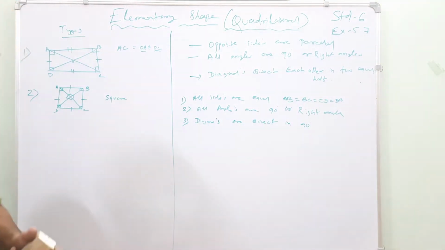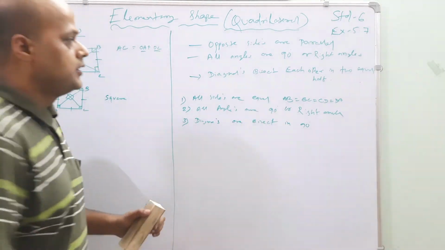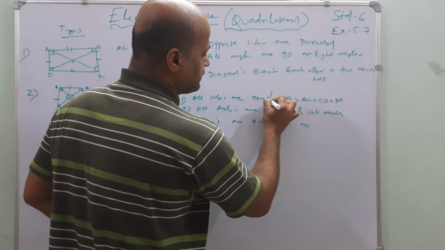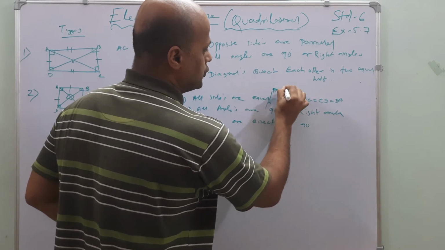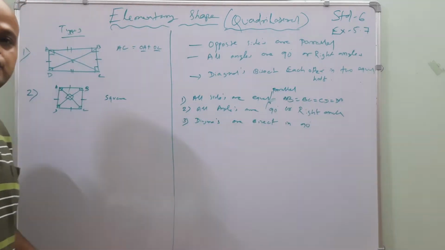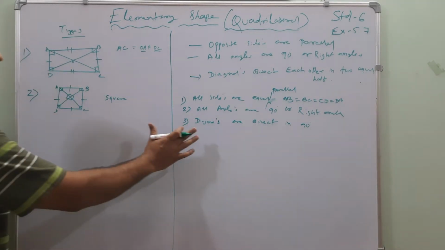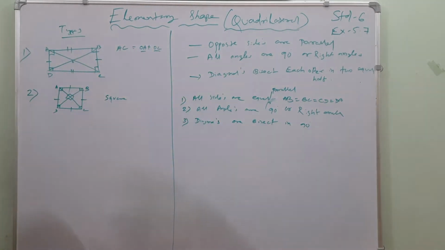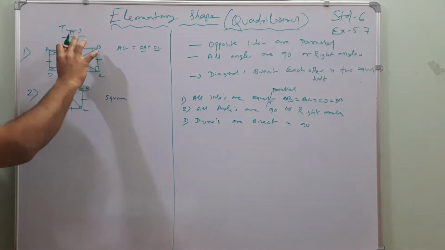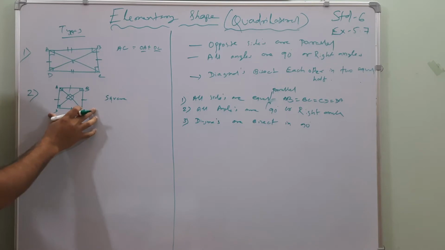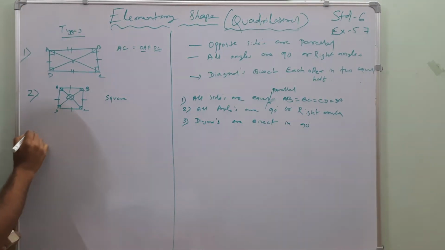Understood, my dear friends? Again, all sides are equal as well as parallel, my dear friends, for the square. Understood? So these are some points of two quadrilaterals. The first one is the rectangle, the second one is the square, my dear friends. Very good.